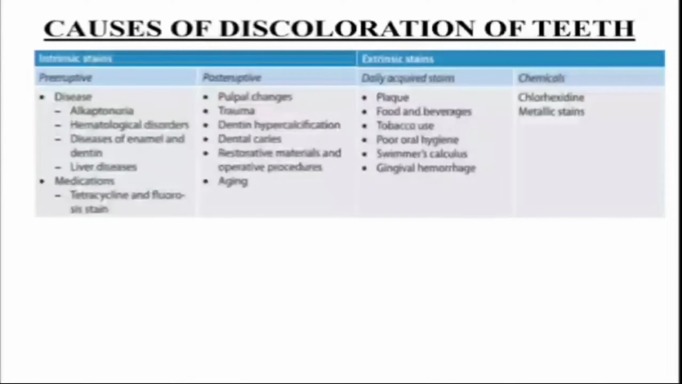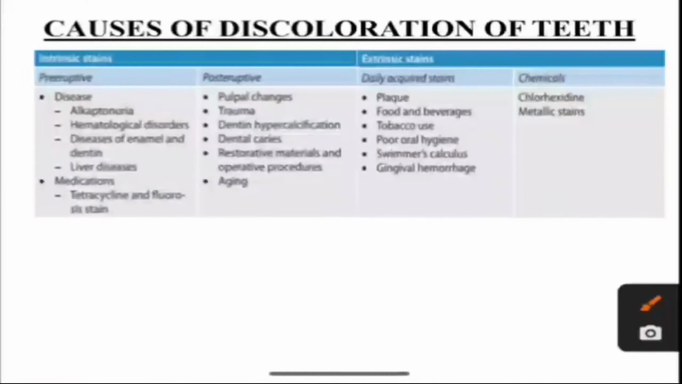First one is causes for discoloration of teeth. Causes mainly include both intrinsic stain and also extrinsic stain. This intrinsic stain commonly consists of two types, that is pre-eruptive and also post-eruptive. In case of pre-eruptive, it can be due to any disease or due to any medication. And in case of post-eruptive, it can be due to pulpal changes, trauma, dental caries, aging, etc.